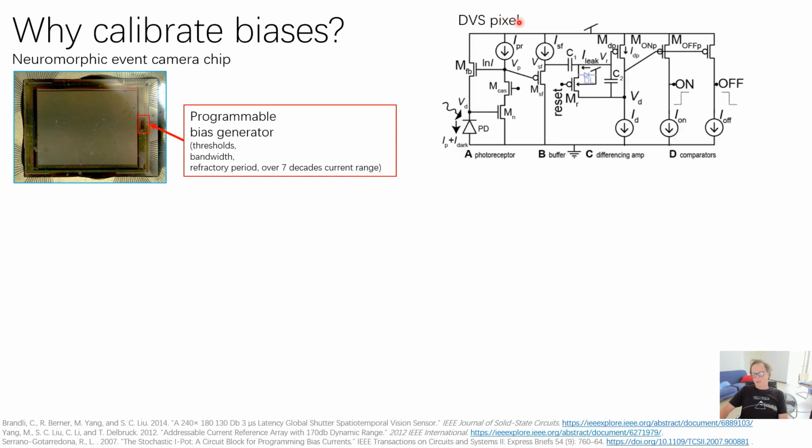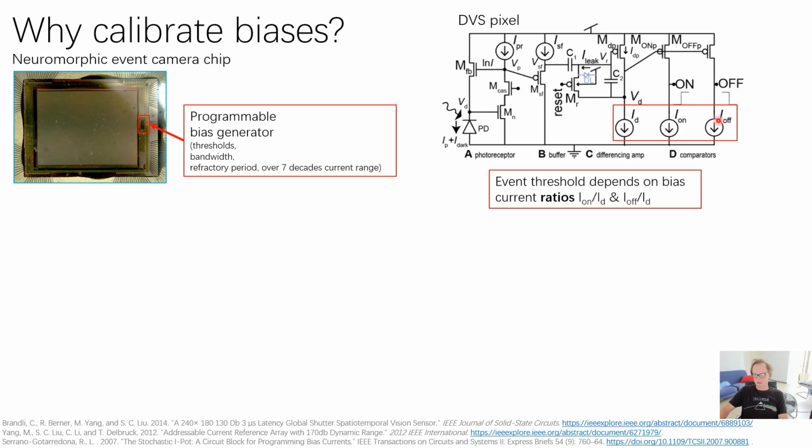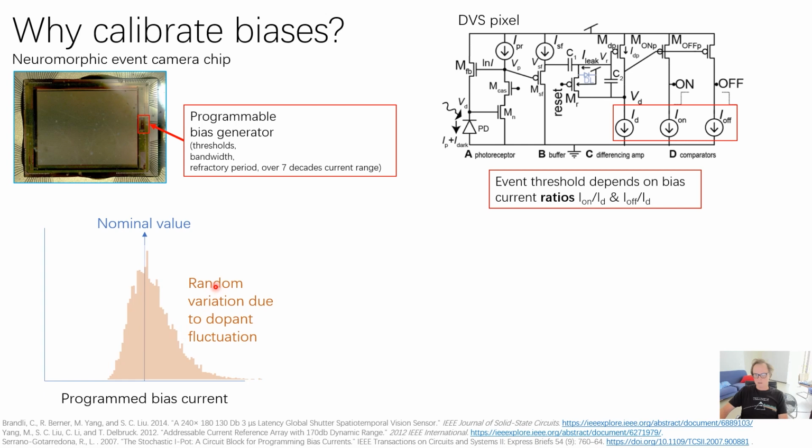In a typical DVS pixel like this, which I won't explain in detail, it's important to realize that these bias currents ID, I on, and I off program the event threshold of the pixel, and the event threshold depends on the bias current ratios, I on over ID and I off over ID. And nominally, a programmed bias current has a nominal value like this, but because of dopant fluctuation, there's a random variation of these programmed bias currents.